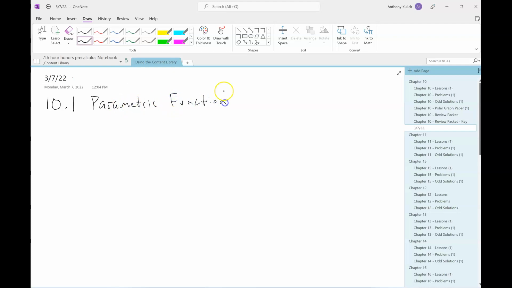So in chapter 10, we're going to talk about parametric and polar functions. And we split that pretty much evenly down the middle, where the first half of the chapter is the parametric pieces and the second half of the chapter is the polar pieces. So today we're going to start by talking about parametric functions, and then we'll talk about applications of parametric functions afterwards. And then we'll do the same thing with polar stuff.